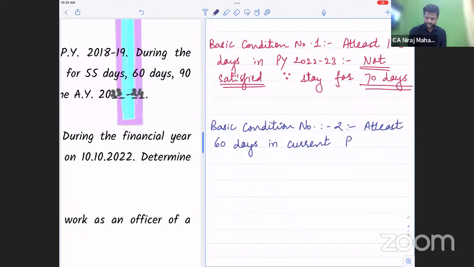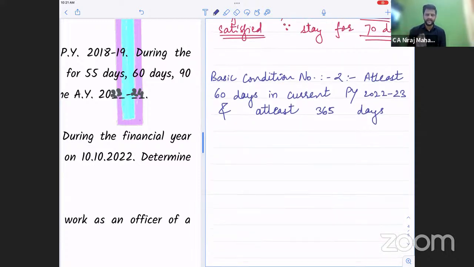In current PY, which one? 22, 23, and 65, Baba. At least 65 days in preceding 4 PYs. In what, bacho? Preceding 4 previous years. Is it okay?